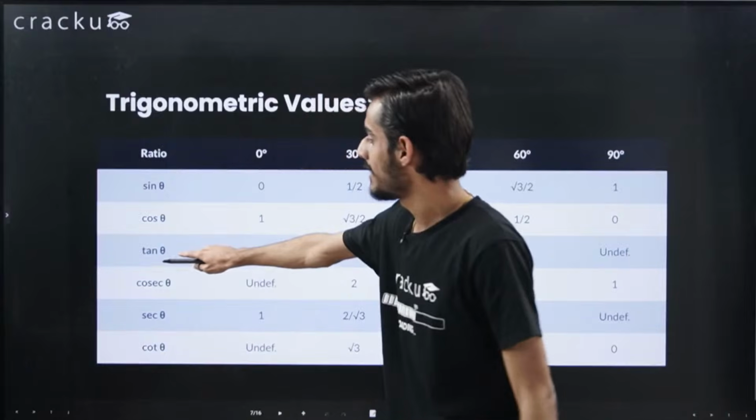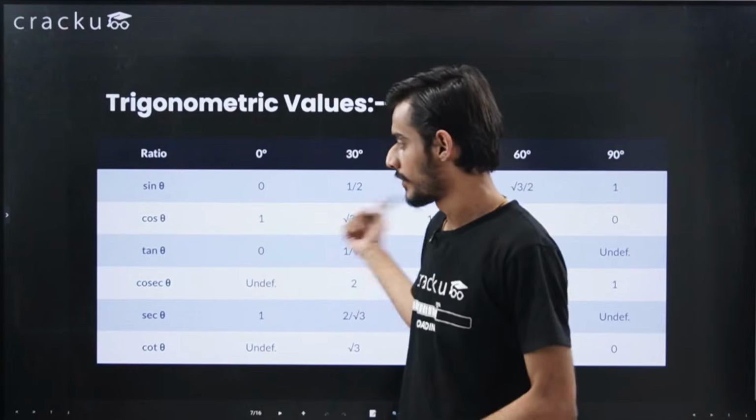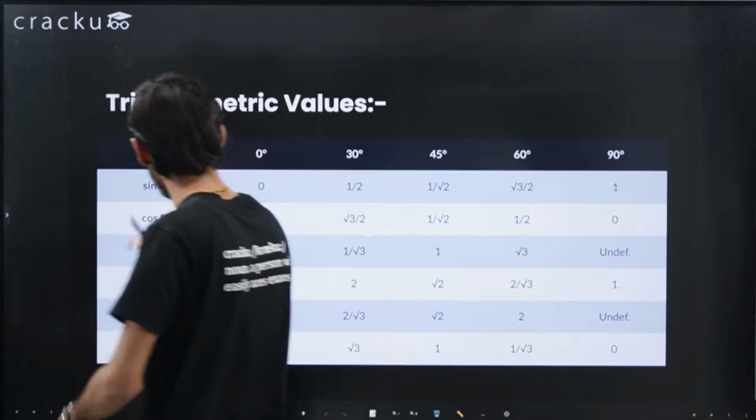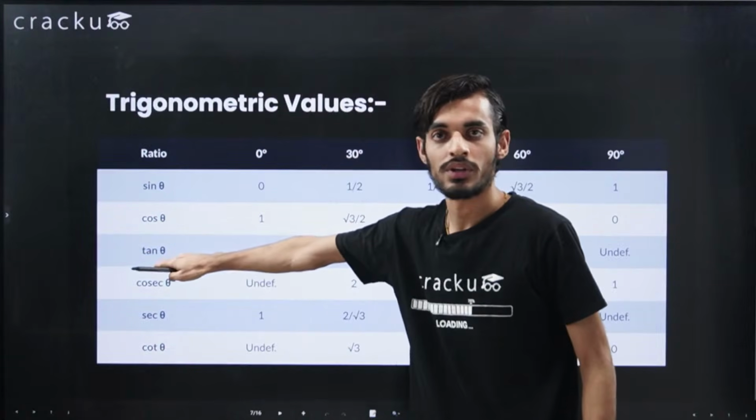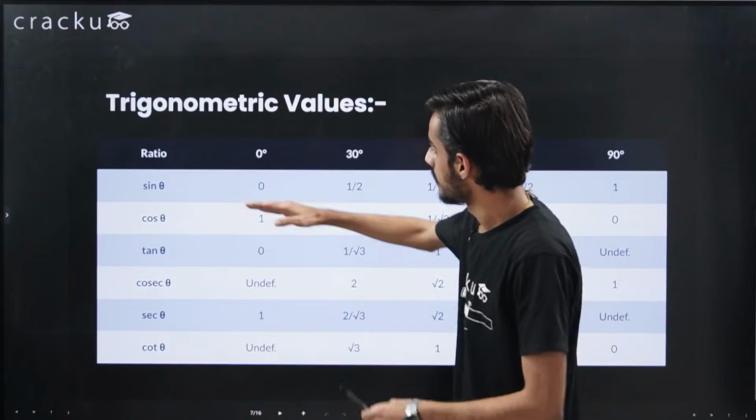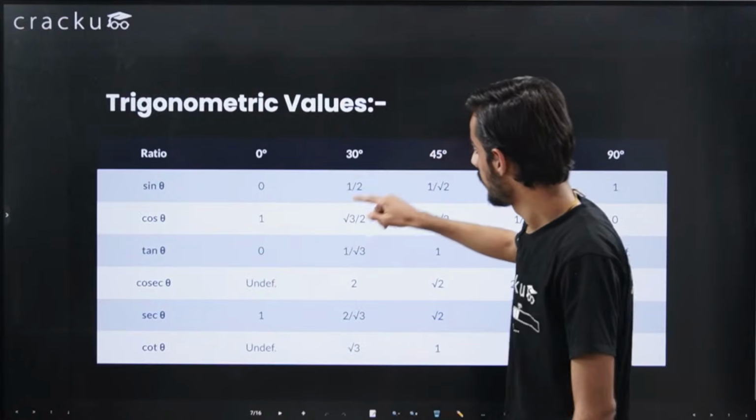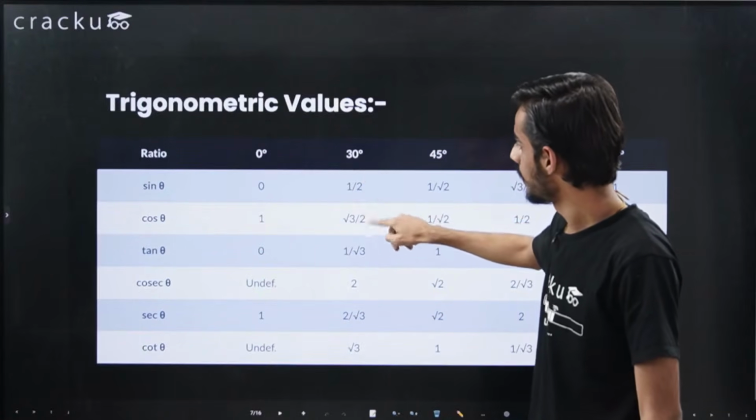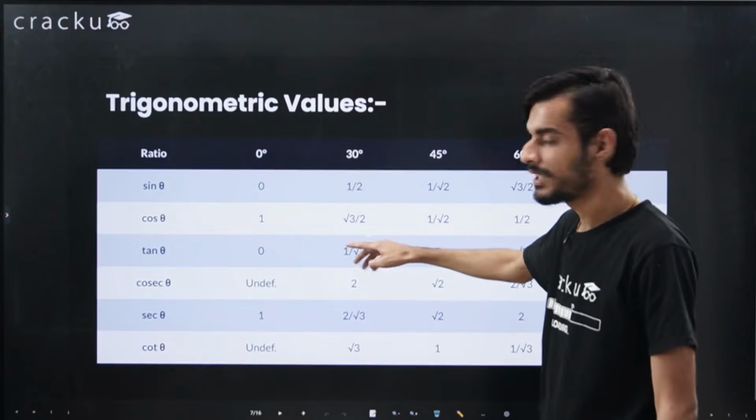And also we know that tan is just sine upon cos. We just saw in the last slide. Then sine upon cos is equal to tan. So we need to just divide this. So 0 divided by 1 will be 0. 1 by 2 divided by root 3 by 2. So 2 will cancel out. It will come out to be 1 by root 3 and so on.